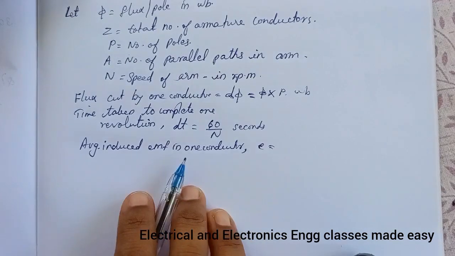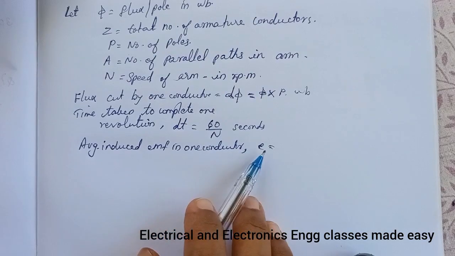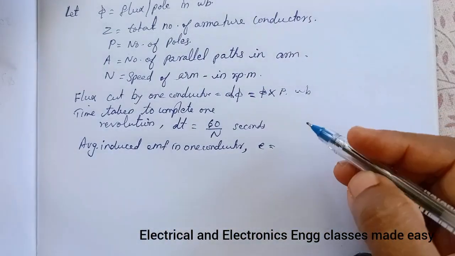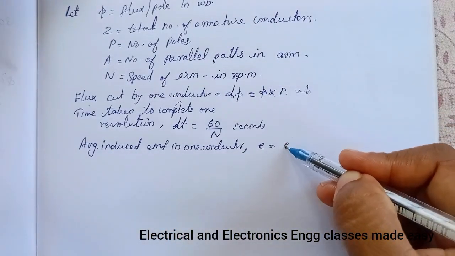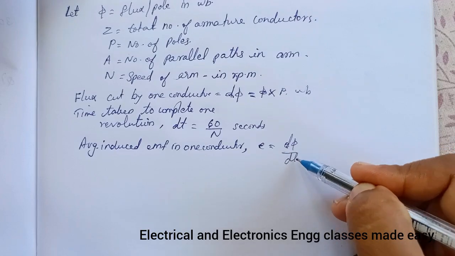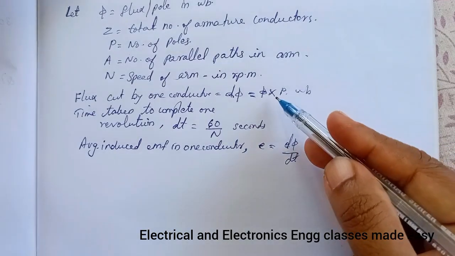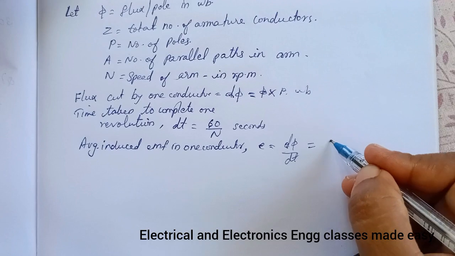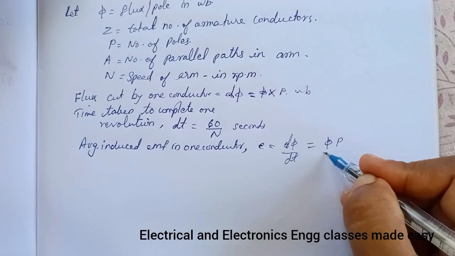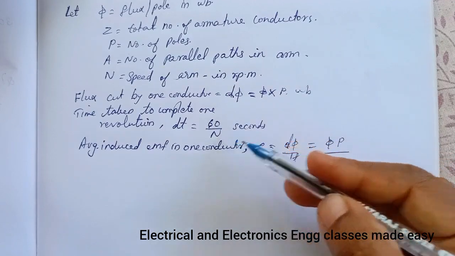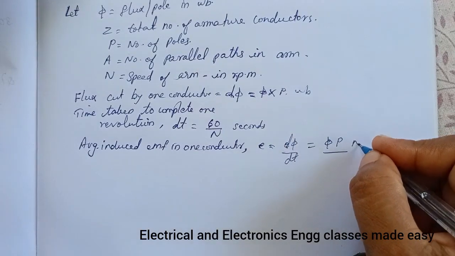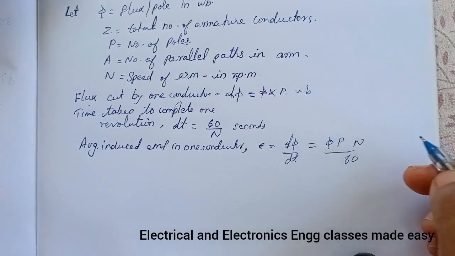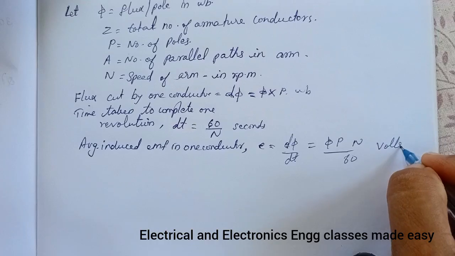Then the average induced EMF in one conductor E, according to Faraday's laws of electromagnetic induction, is d phi by dt. So d phi is phi P, divided by dt, which is 60 divided by N, that is phi P N divided by 60 volts.